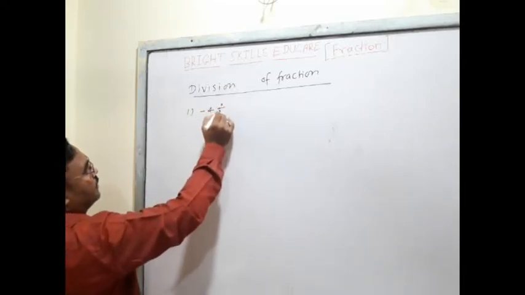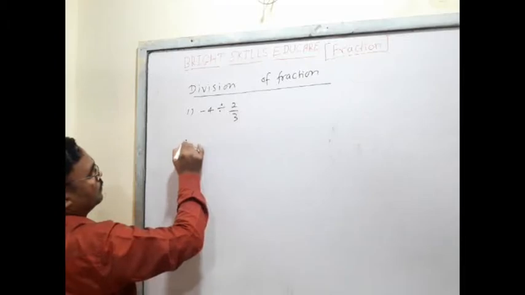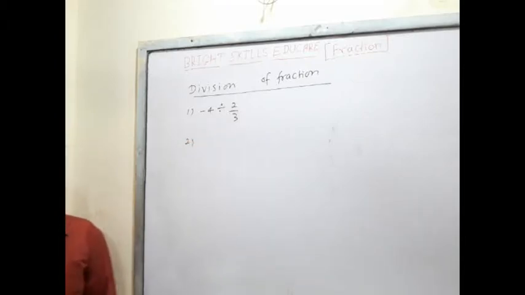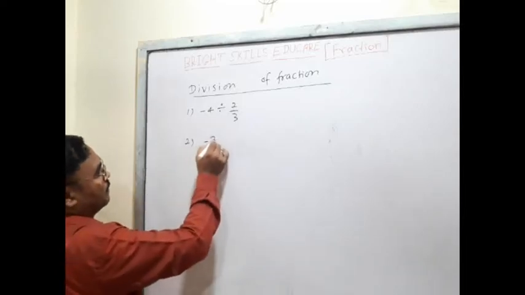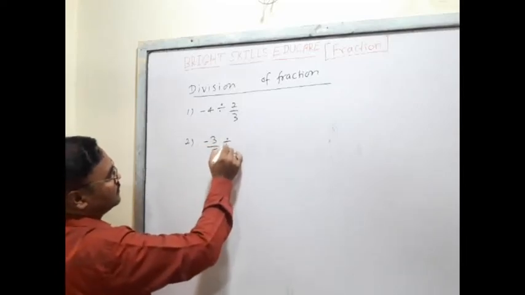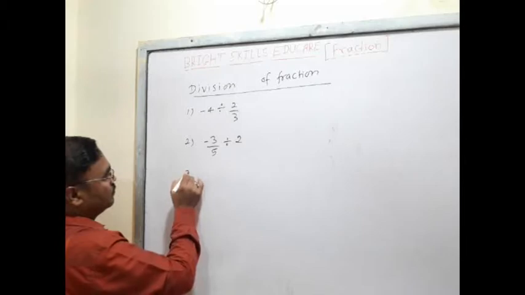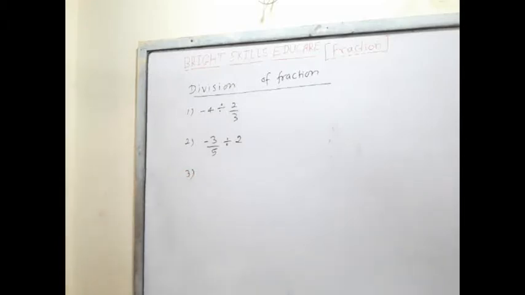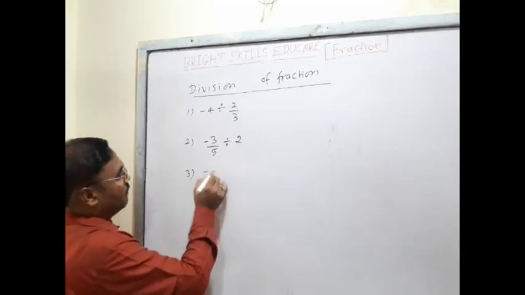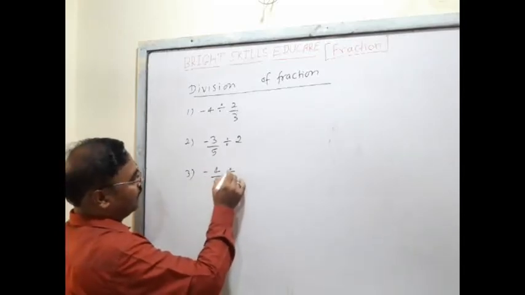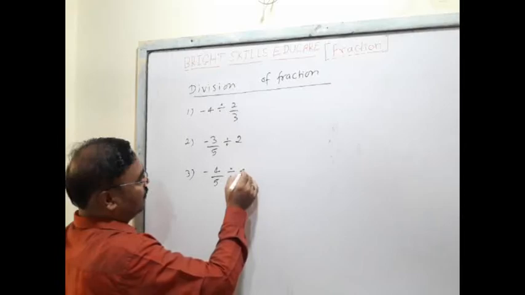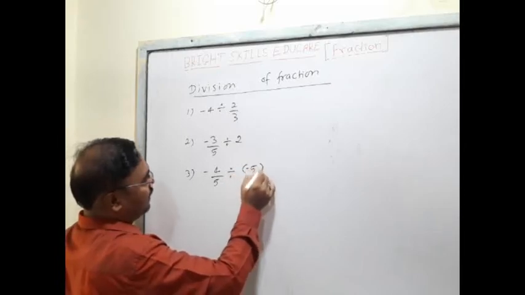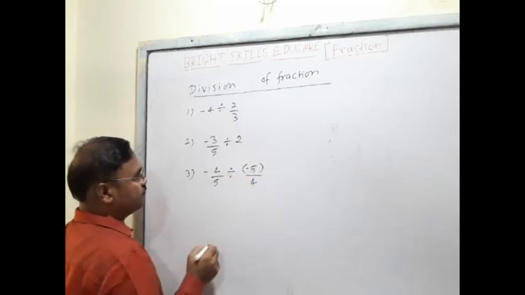Minus 4 is divided by 2 upon 3. Second question is minus 3 upon 5 is divided by 2. And the third question is minus 4 upon 5 is divided by minus 5 upon 4.